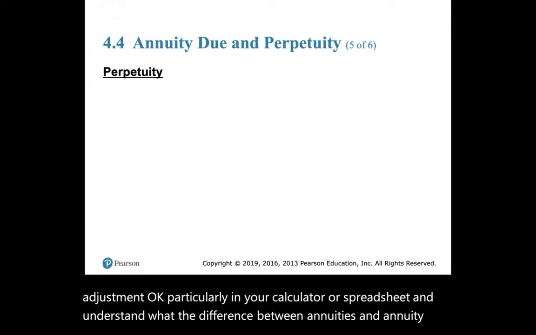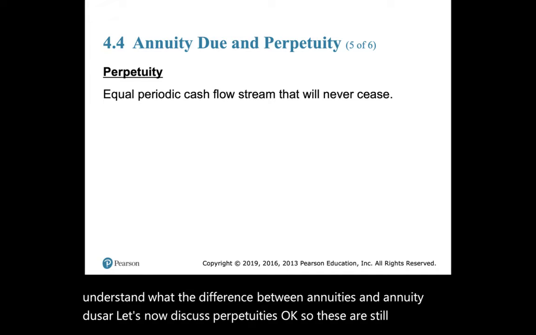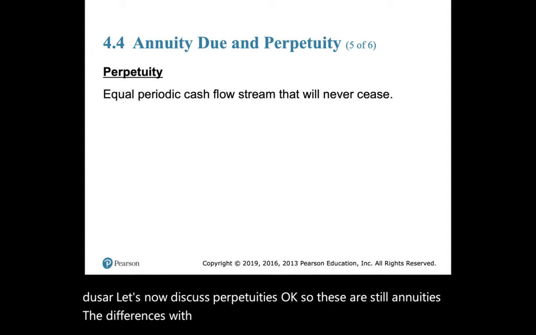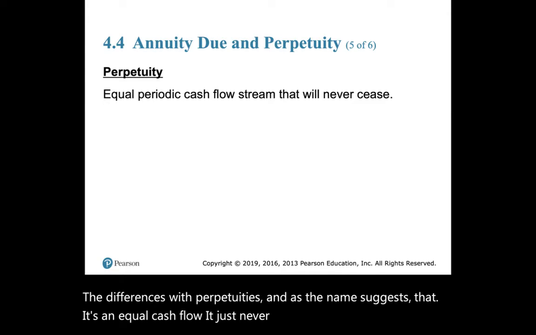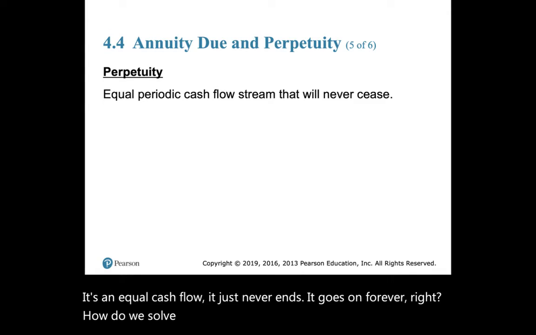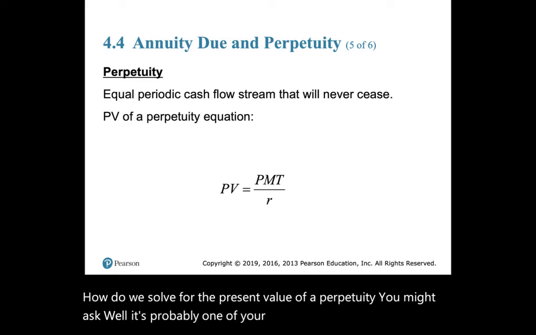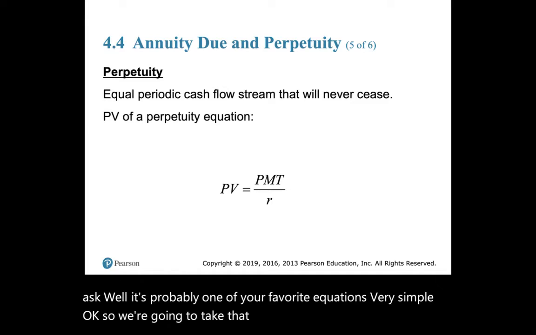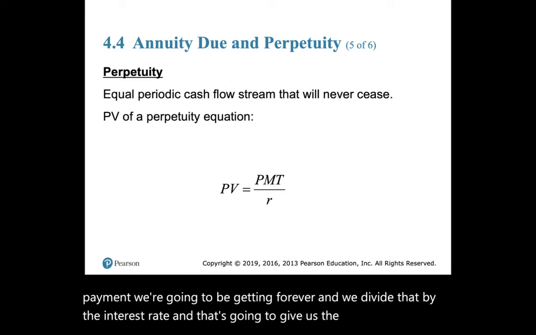Let's now discuss perpetuities. These are still annuities. The difference with perpetuities, as the name suggests, is that it's an equal cash flow that never ends. It goes on forever. How do we solve for the present value of a perpetuity, you might ask? Well, it's probably one of your favorite equations. It's very simple. We take that payment, whatever equal payment we're going to be getting forever, and divide it by the interest rate. That's going to give us the value of that perpetuity.